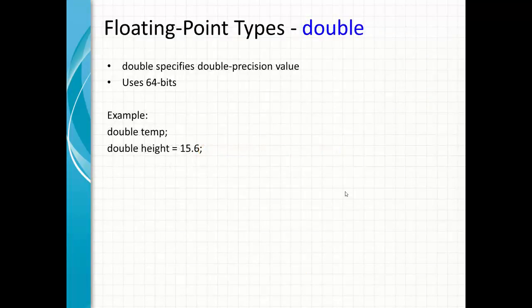Now, next one is the double type. Double specifies a double precision value. Remember that float was single precision, it was 32 bits. Now, double is 64 bits, so it's double precision. How will you define it? Like the way we defined float. Instead of float, we will say double. Double height equal to 15.6. So we are saying here height is of type double and it has value 15.6 assigned to it.